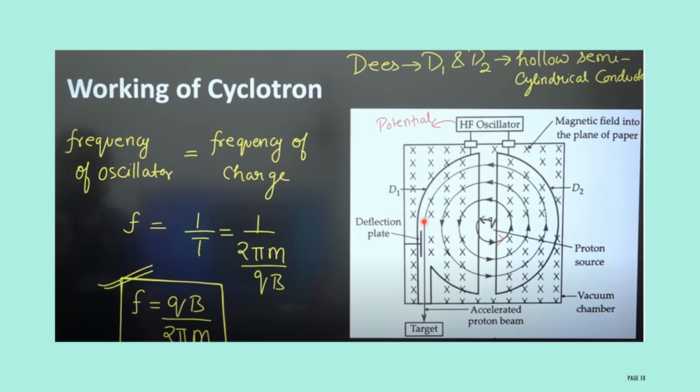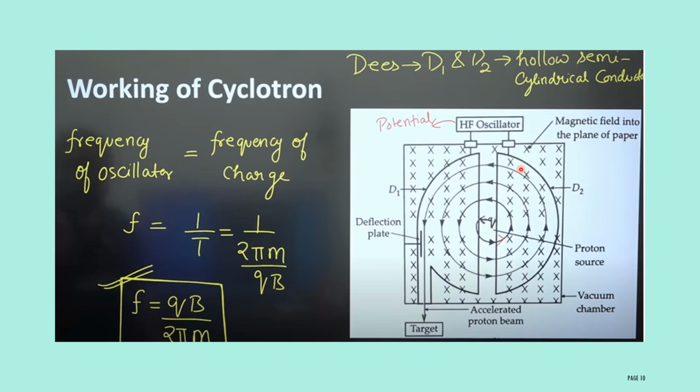Cyclotron contains two Ds, D1 and D2. D1 and D2 are hollow semi-cylindrical conductors. Here you can observe, Q is the proton source. These two Ds are kept inside a vacuum chamber.